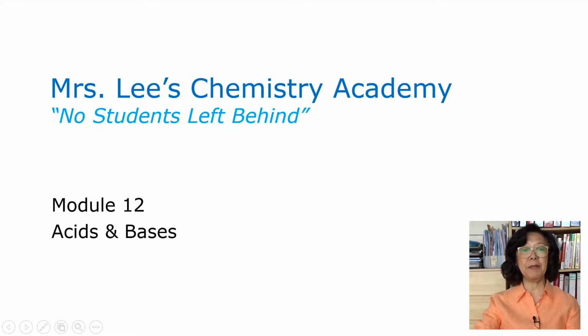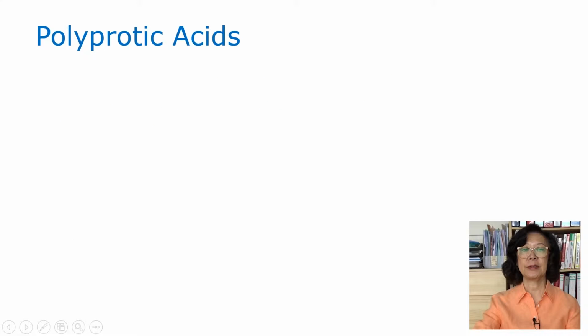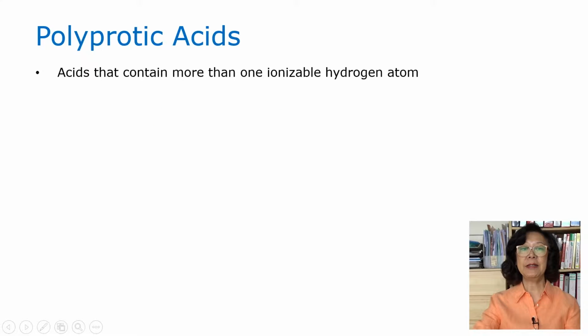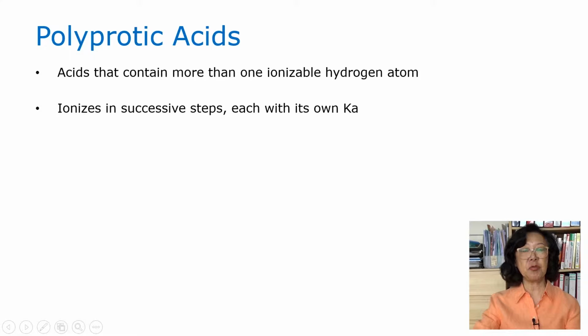Hi everyone, today we're going to cover polyprotic acids. What is a polyprotic acid? It is an acid that has more than one ionizable hydrogen atom. They will ionize in successive steps, each one with its own Ka value.